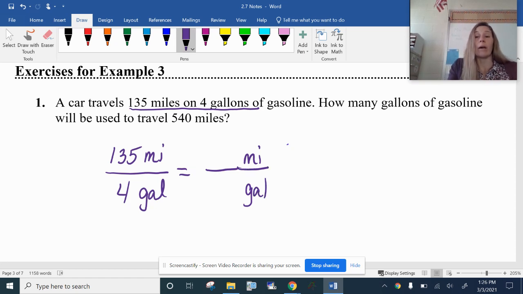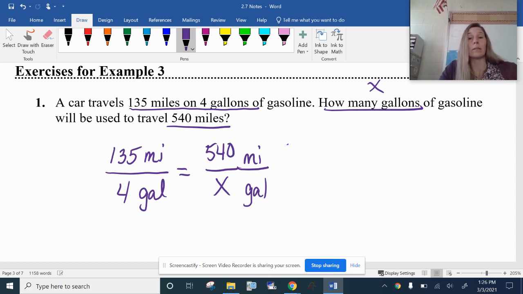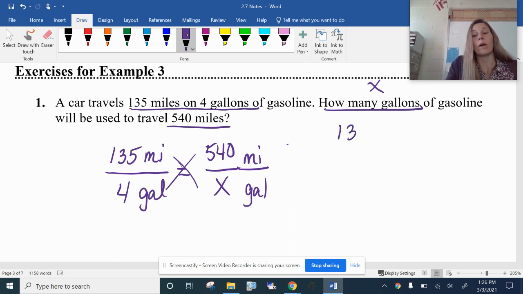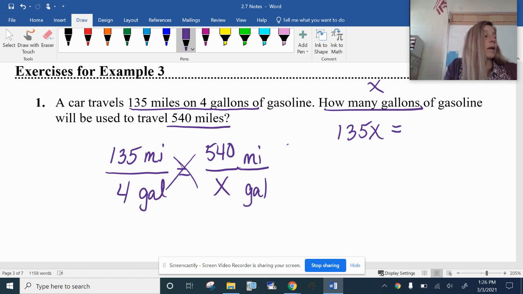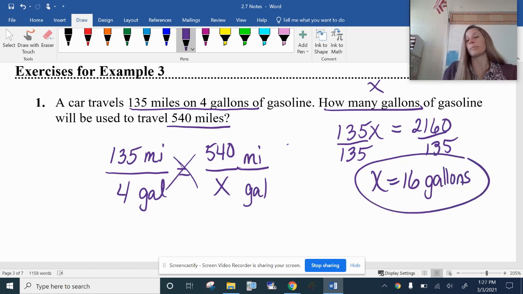So how many gallons, that's my x going on the bottom, of gasoline will be used to travel 540 miles? That's going to have to go on the top to stay consistent with the left side of my equation. Now I'm cross multiplying. 135x equals 540 times 4, which is 2160. And then I would simply divide and get x equals 16, and of course that represents gallons in this particular problem.